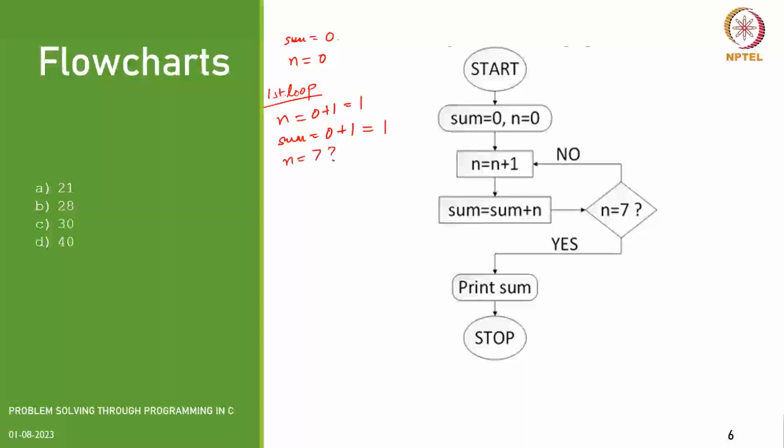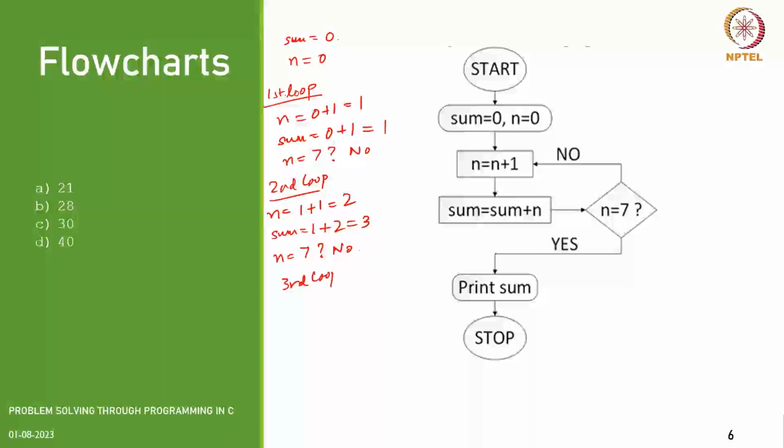N equals 7? No, it is not equal to 7. So it goes to the no route and does n is equal to n plus 1 again. So I would say second loop. So n is already 1. Now it adds 1 again, so it becomes 2. Now what happens to sum? Sum is 1 earlier. Now it adds with n. N is 2, so sum becomes 3. Now is n 7? No.